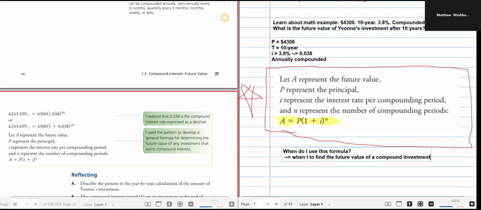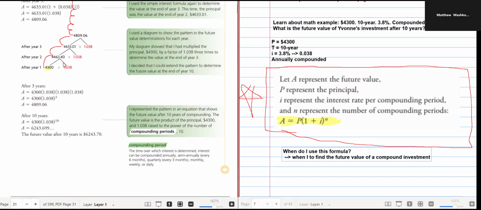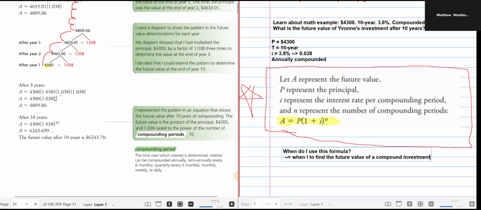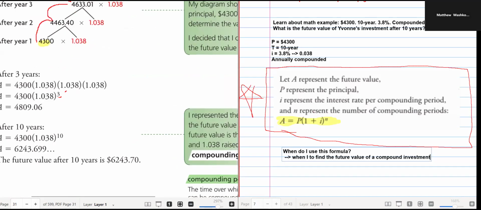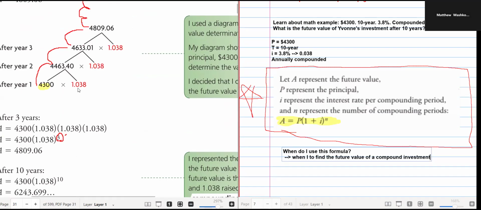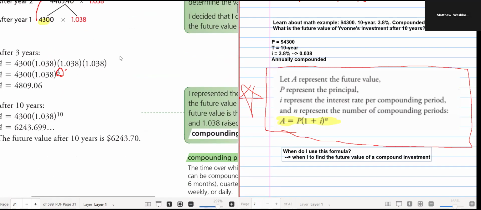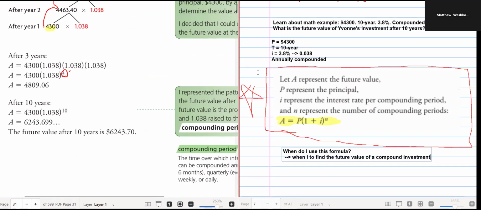So it's important to know how to get to, well, I want to know what it is at year 3. Really want to make a note here. Look at what they did. I wanted to know what it was at year 3. Just how it's 1.038 times 1.038 times 1.038. They just did that 3 times instead. So it's the same thing here.